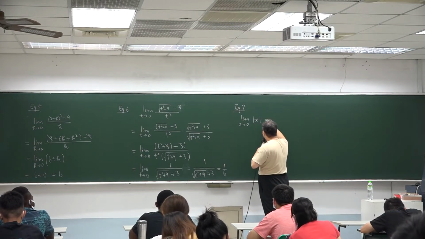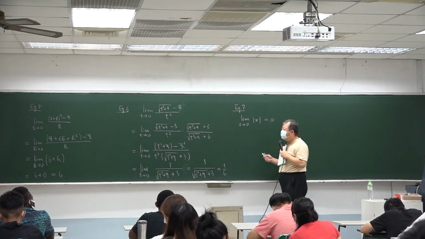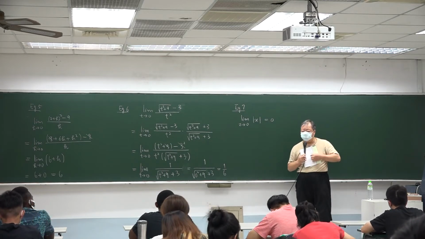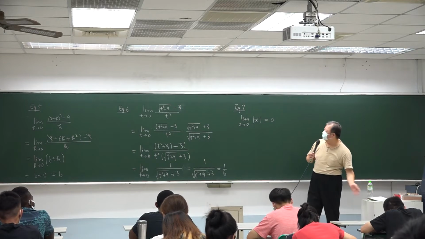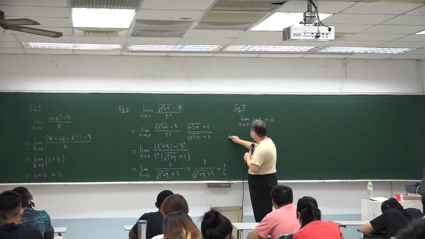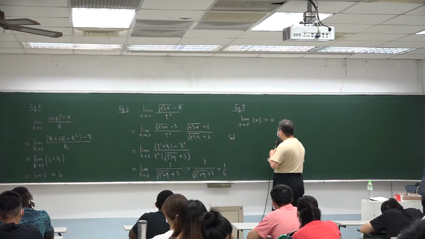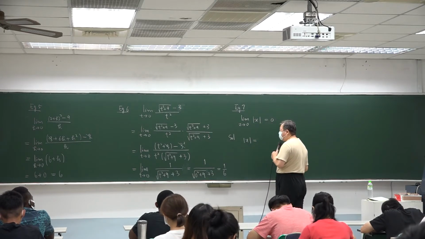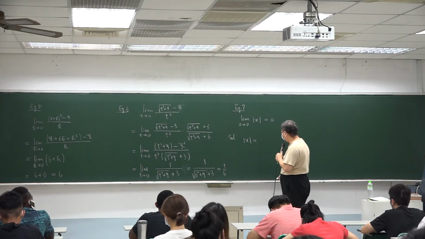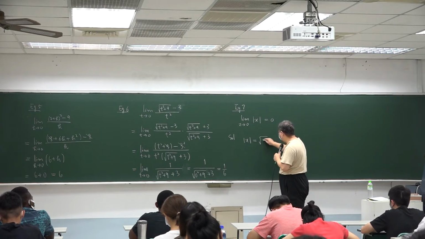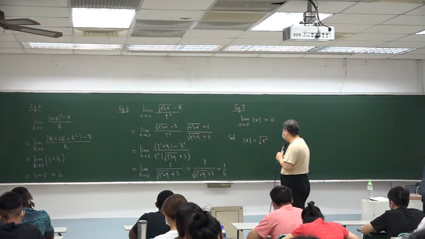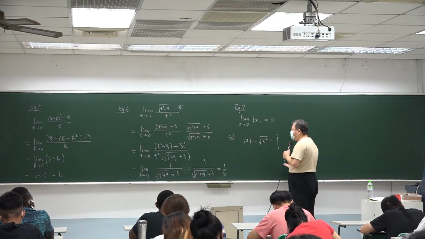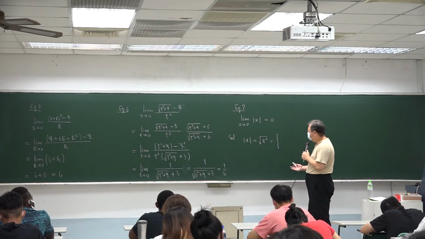Show that this limit is 0. Show, in mathematics, means prove. Well, the absolute value function can be expressed in terms of square root and squared. Also it can be expressed by inequality.